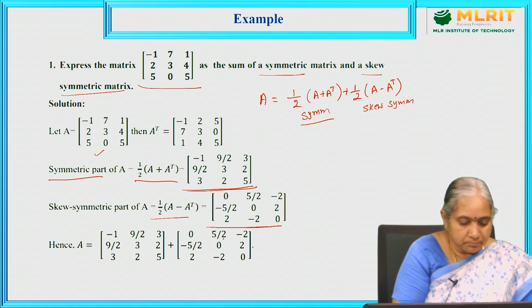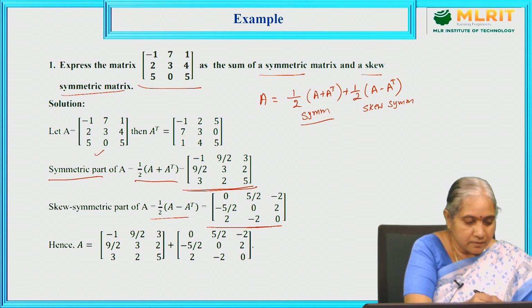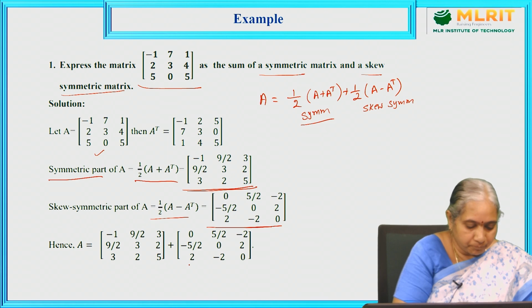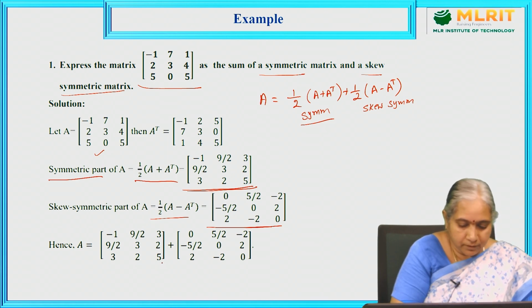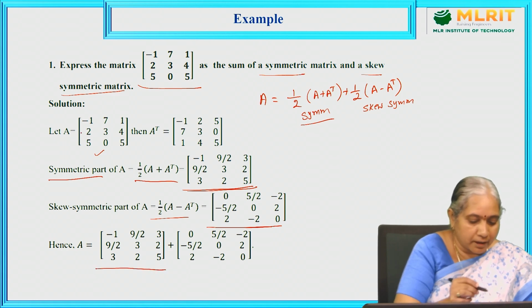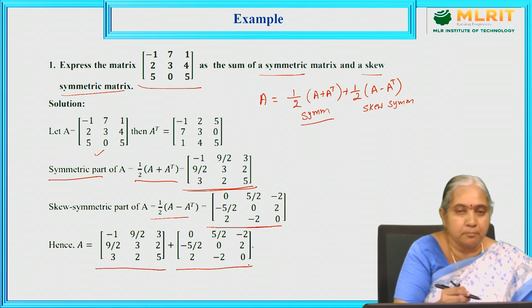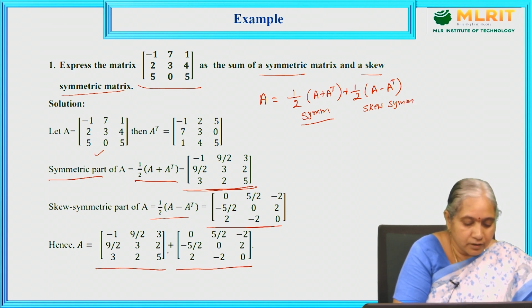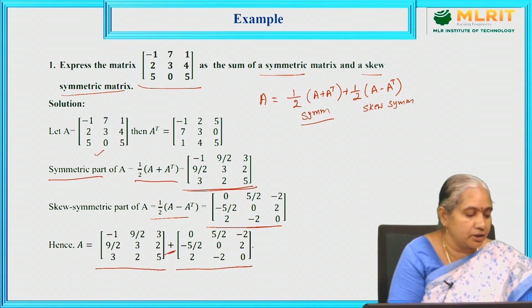9 by 2 plus 5 by 2, 7, 3 minus 2. Similarly 2, 9 by 2 minus 5 by 2. Next 3 plus 0, 2 plus 2, 3 plus 2, 2 minus 2, 5 plus 0. So this is the symmetric part of the given matrix and this is the skew symmetric part of the given matrix. So every square matrix can be expressed uniquely as the sum of symmetric and skew symmetric matrices.